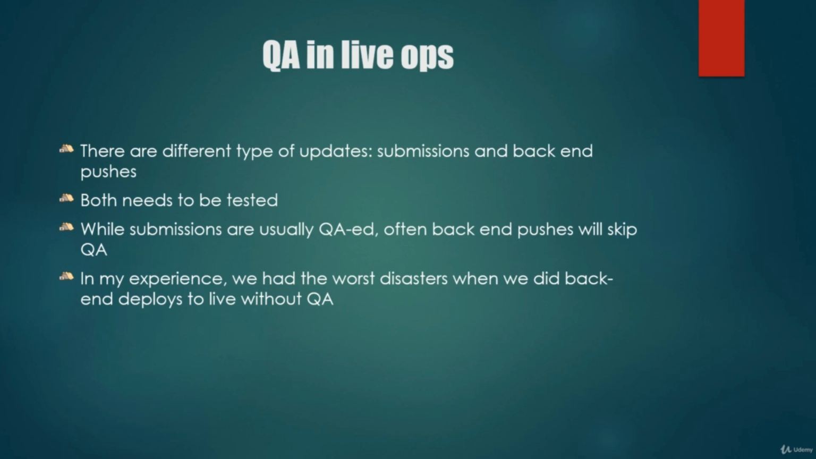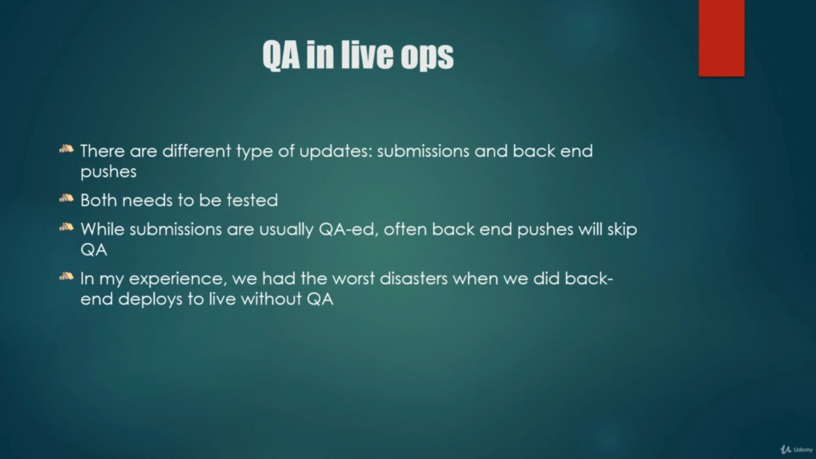So how are we doing the QA in live ops? I think it's important to make a differentiation that when we make updates for live ops, they can usually be done in two different ways. One is that we submit our update to the App Store, to the platform, to be approved and implemented. And the other way is that we have a backend push so that we can actually implement changes in our game without submitting to the platform, that they can be done from our own team. Important thing, both of these need to be tested.